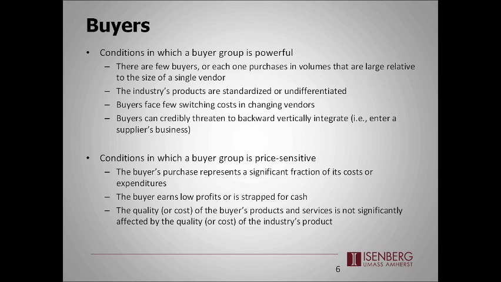For the power of buyers, a buyer group is more powerful under certain conditions, when there are only a few buyers or when they purchase in large volumes, when the industry's products are not differentiated. In this case, buyers would just seek the lowest price. If buyers can change vendors with little or no switching costs, and if backward vertical integration is a threat, if the buyer can threaten to enter its supplier's business.